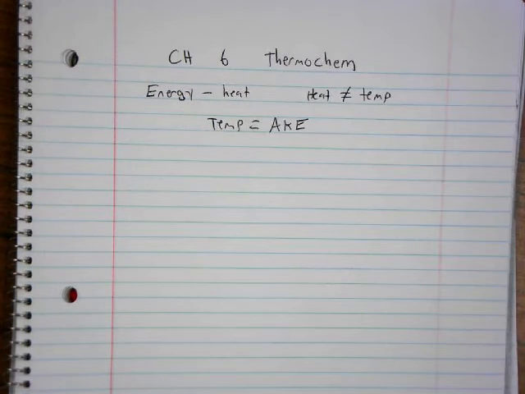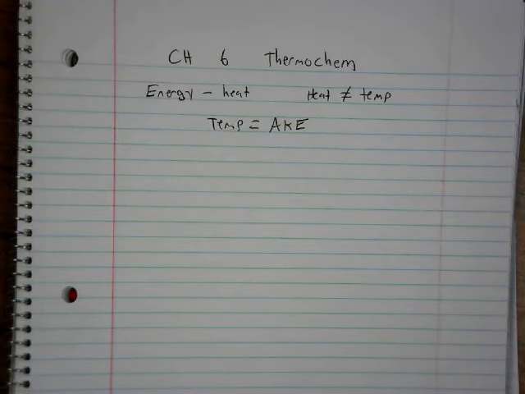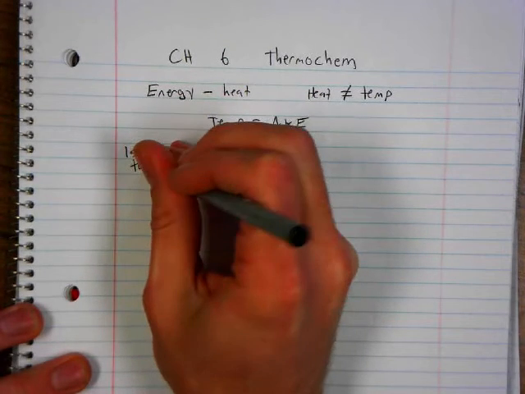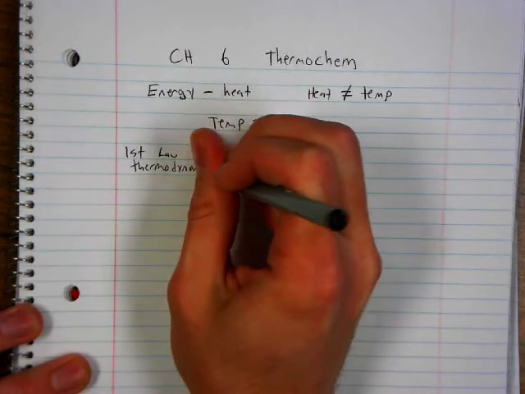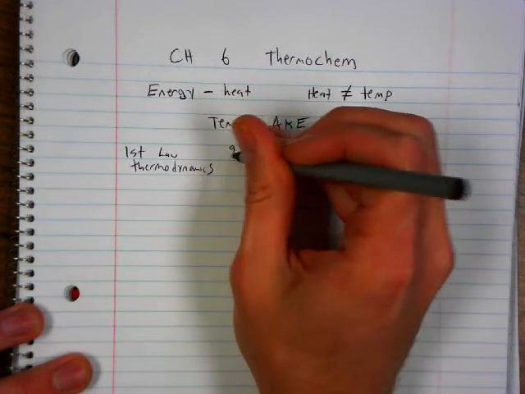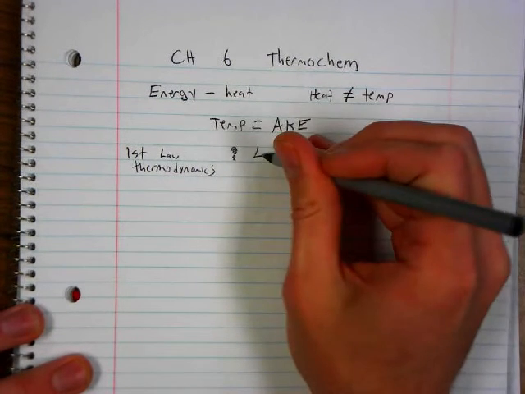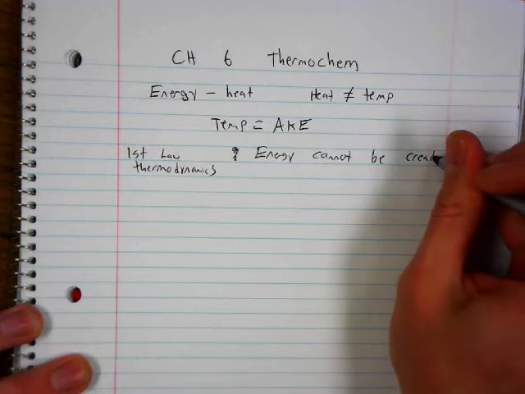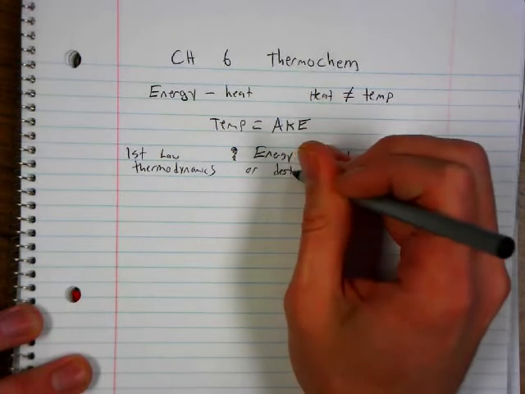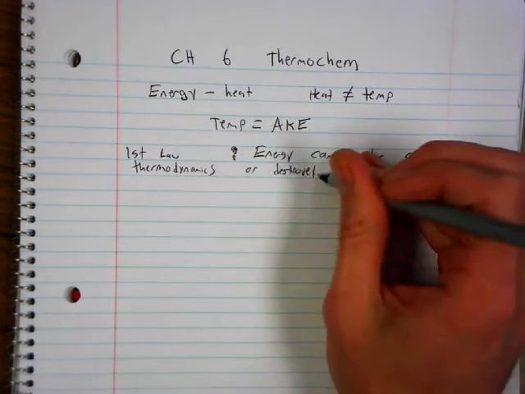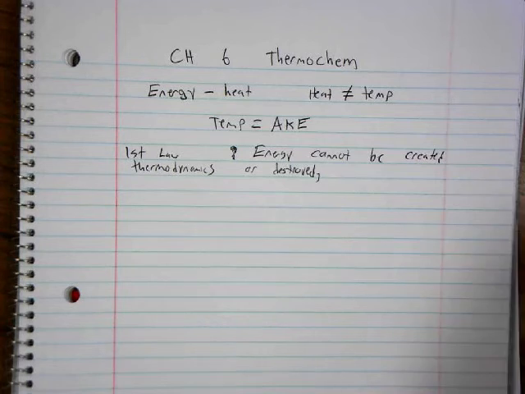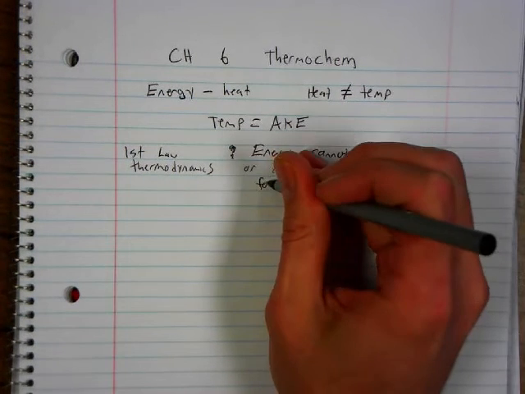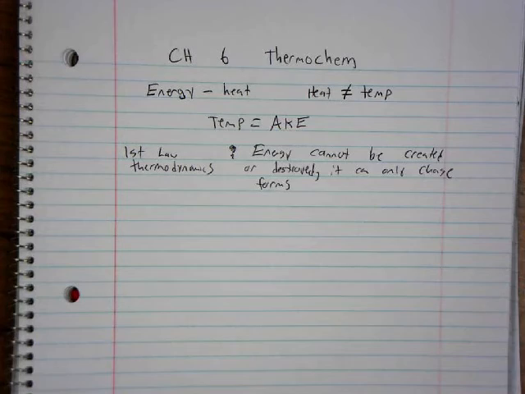Average kinetic energy. So temperature is the average kinetic energy of a substance, which takes us to the first law of thermodynamics. I believe you guys all know this. The first law of thermodynamics is energy cannot be created or destroyed. What can it do? It can only be transferred. It can only change forms.